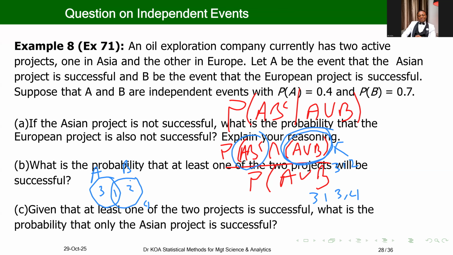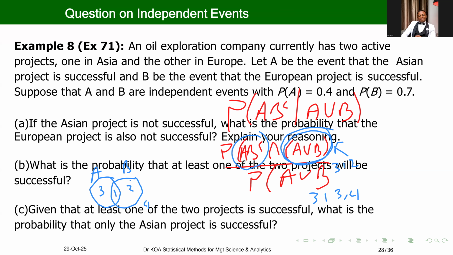Okay, so we are looking at B complement. Since 1 is included in B, it won't be part. But then it is included in A. Yes. It's also included in B.